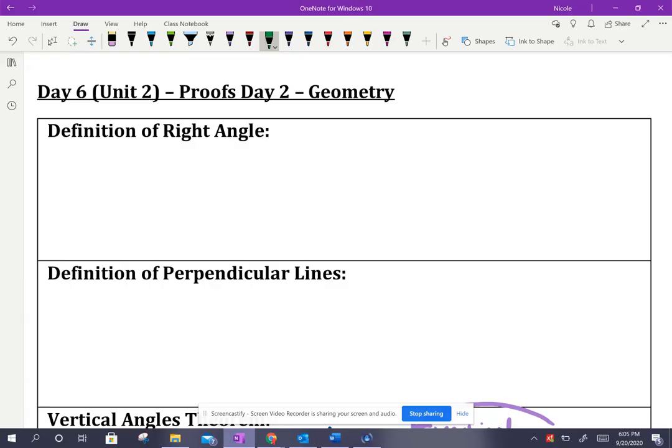So the first one is the definition of a right angle. And we already know what a right angle is. It's an angle whose measure is 90 degrees. And that's all this justification tells us.